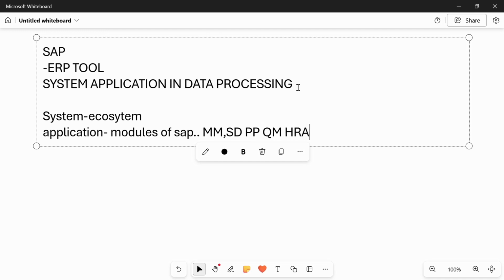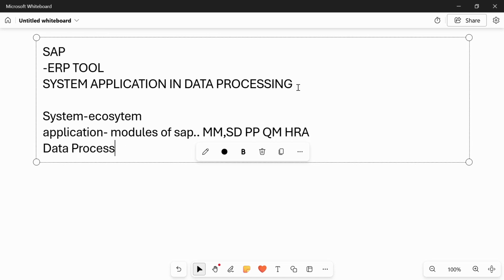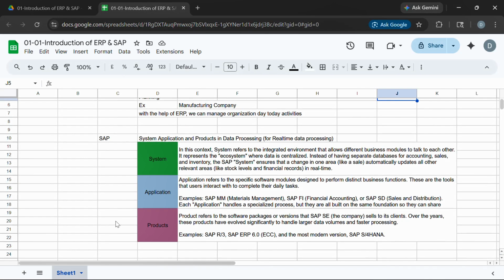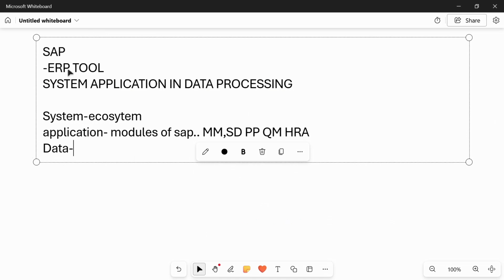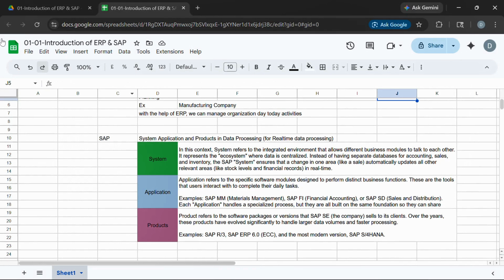Now what is data processing and data? Whatever data the system processes, the product refers to the software packages or versions sold to the clients. Over the years, these products have evolved significantly to handle large data volume and faster processing. Right. This is the data. So we have understood this also. This is enough for today. Tomorrow we will see the history of the SAP products.